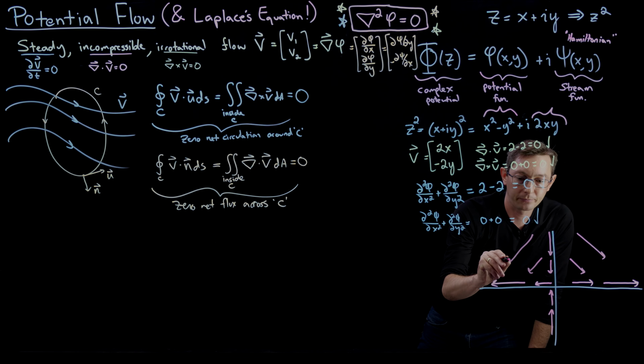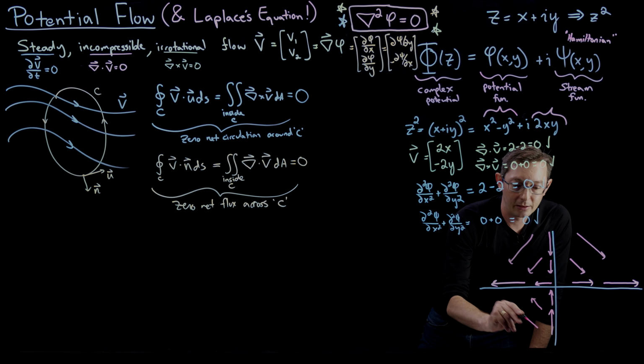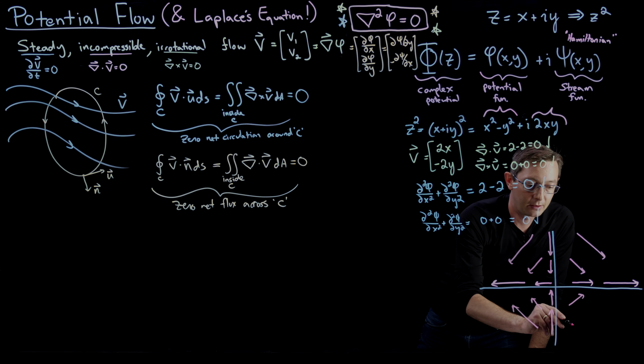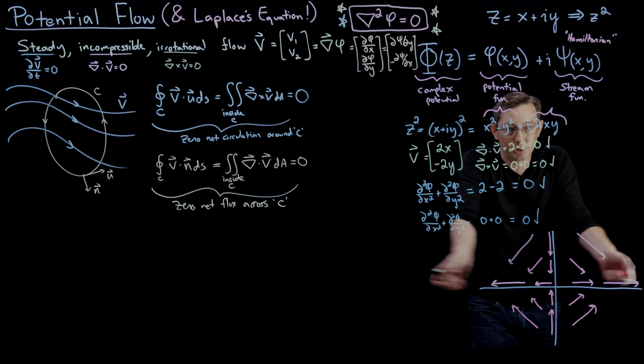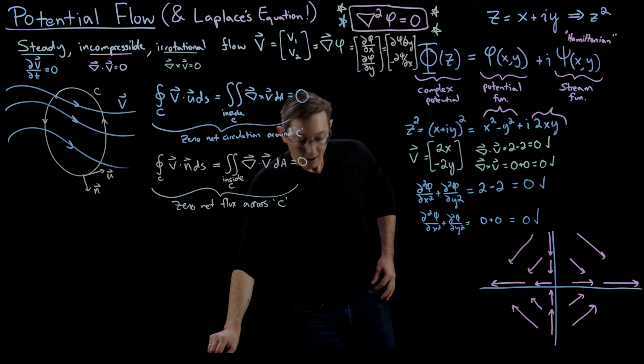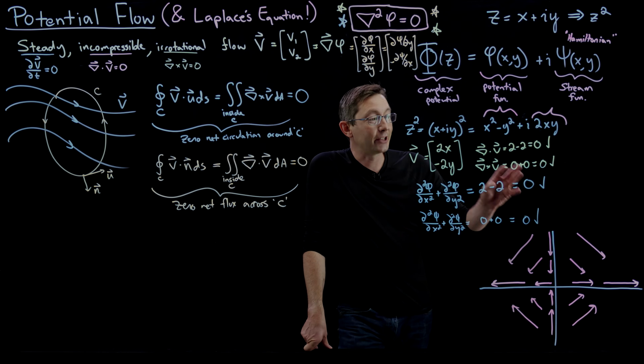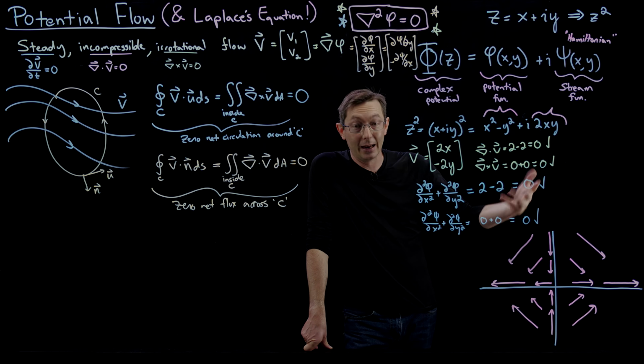I think I am. What this ends up looking like is kind of like a saddle function. So this looks like a saddle. Things are smushing down in the y direction and stretching out in the x direction. And so this function, this vector field, is in fact incompressible and irrotational.